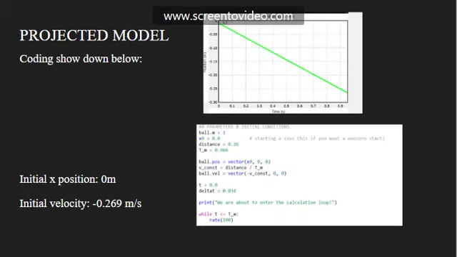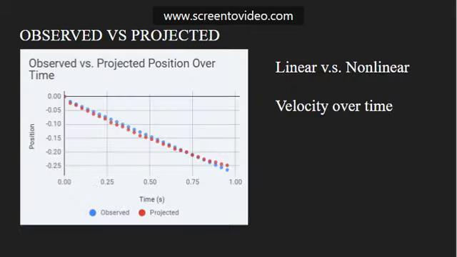Here we have our code and projected model. Since our object started at rest, our initial x position will be 0. We found our initial velocity using the velocity update formula, which should be constant throughout the entire experiment. After analyzing the data from both the observed and projected models, I created a graph to compare them.